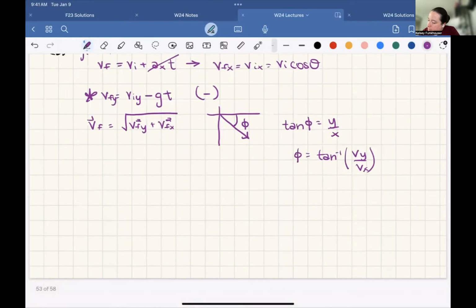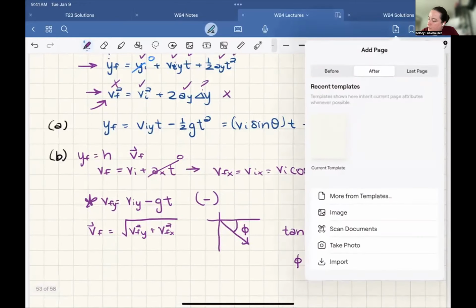And then the last part, C, I'm going to add a page.